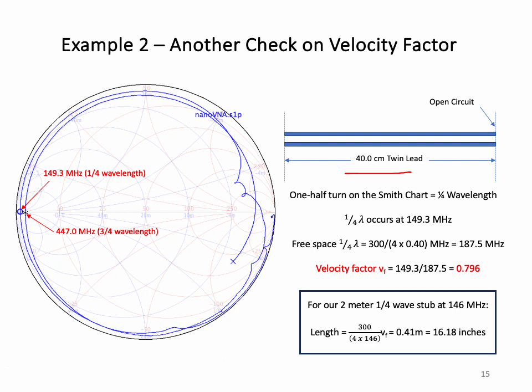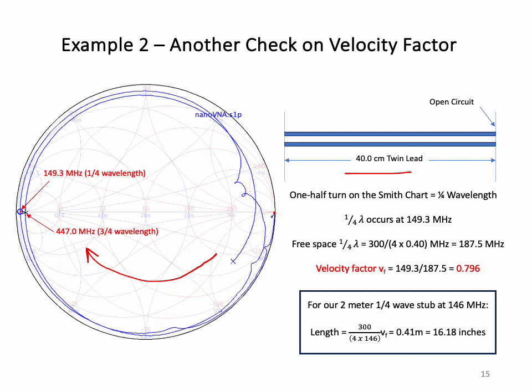Again, a half turn on a Smith chart corresponds to a quarter wavelength distance along the transmission line. This is seen to occur when the frequency is equal to 149.3 megahertz, this point here on the far left. Note that we started at an infinite impedance, which is a point at the far right on the Smith chart, went a half turn around the Smith chart, and ended up at 149.3, crossing the center line.